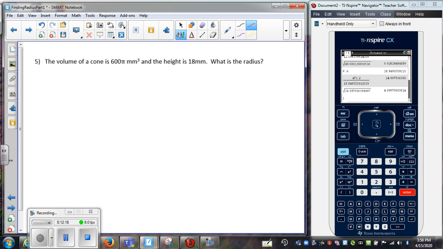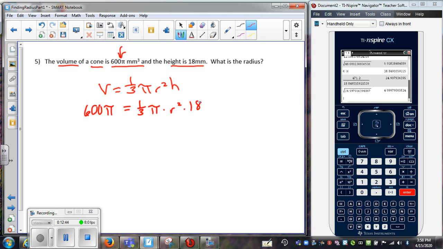This one says the volume of a cone is 600 pi. Now notice this one has a pi symbol on it, and the height is 18 millimeters. What is the radius? Okay, so for a cone, V is equal to 1/3 pi r squared h. So I'm going to put 600 pi is equal to 1/3 pi times r squared times 18.